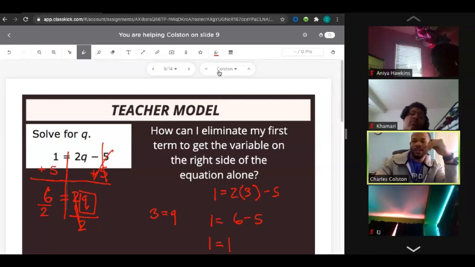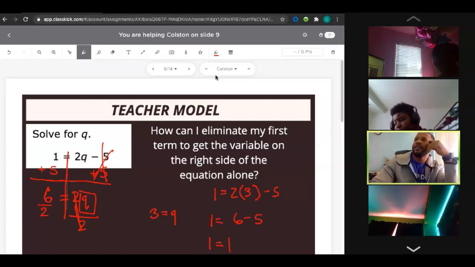Yes, 1 does equal 1. All right, y'all. So let's go ahead and move on.